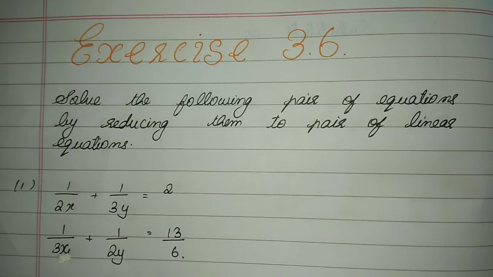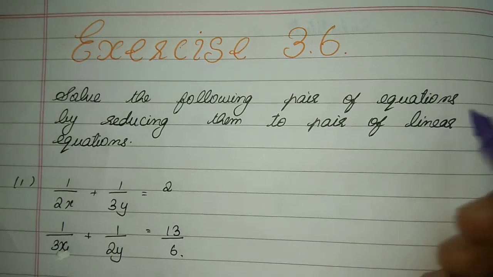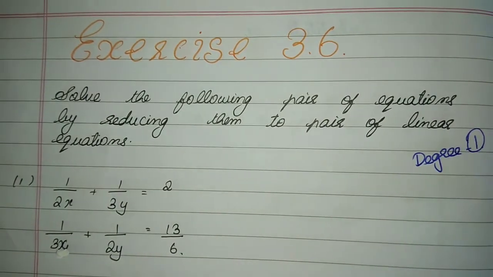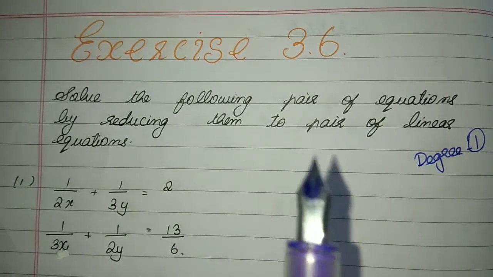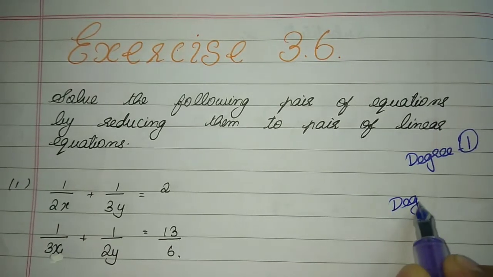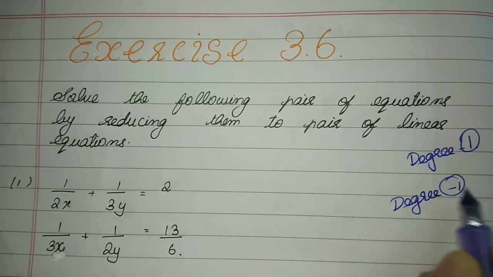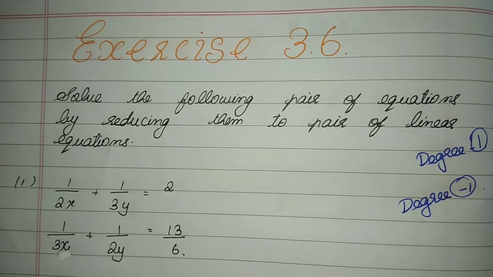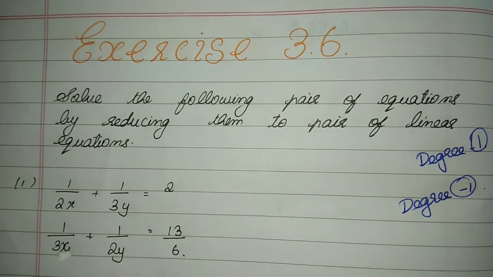Now what we are going to do is that a pair of equations is given, but it is not a pair of linear equations. For any pair of linear equations, the degree or the highest degree should be 1. But when we have this pair of equations, the degree of the given equation is minus 1. So therefore we will be using a substitute variable in order to make it into a pair of linear equations.